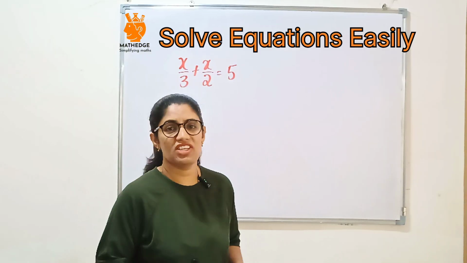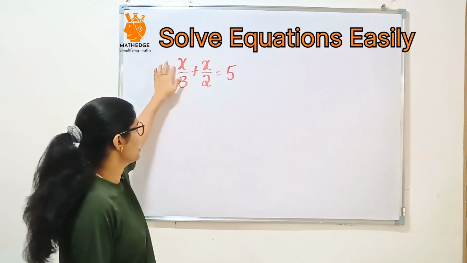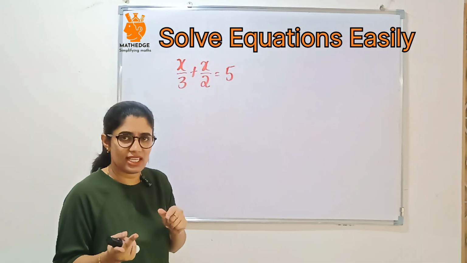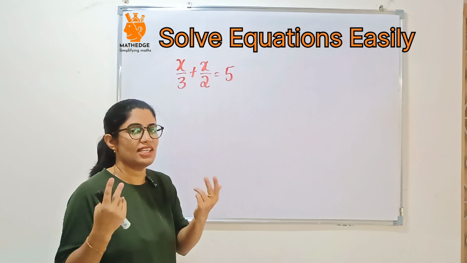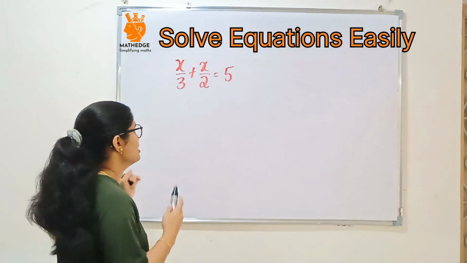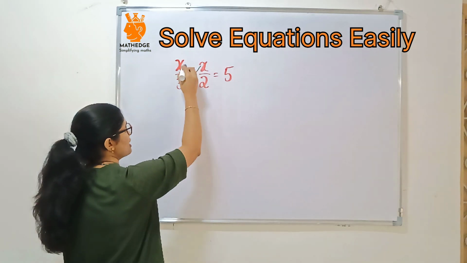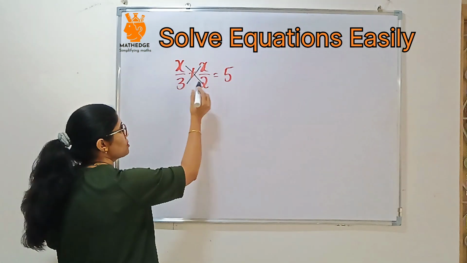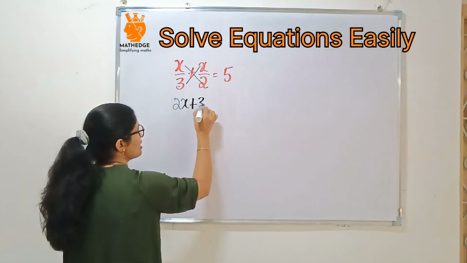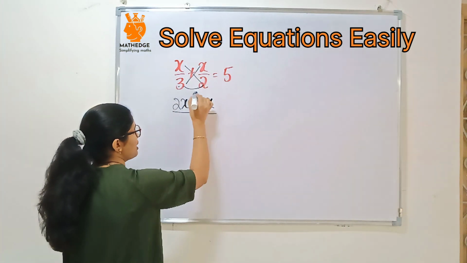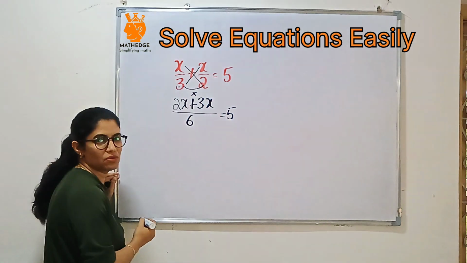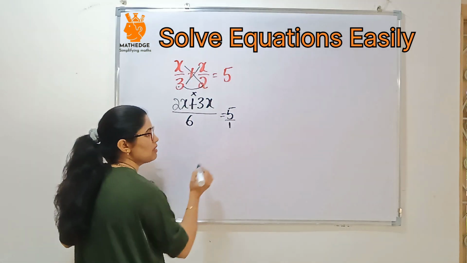For the next level of solving equations, let's take them in the form of fractions, like x by 3 plus x by 2, then find the value of x. Here two methods are there: one is the LCM method and the other is the butterfly method. You can use either method, you will get the answer. Here I will use the butterfly method. x into 2 is 2x, then the sign plus, and x into 3 is 3x. Then multiply the denominators, 3 twos are 6. Then write what you have on the other side of the equals.